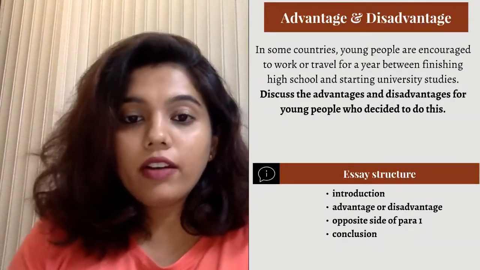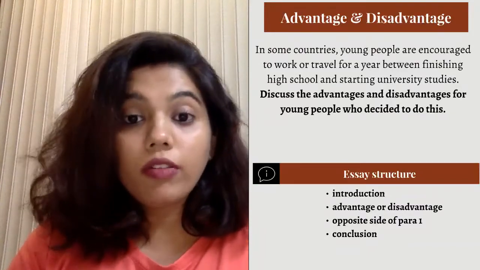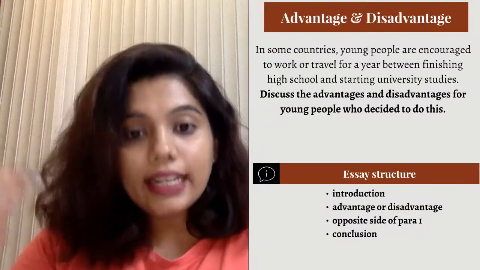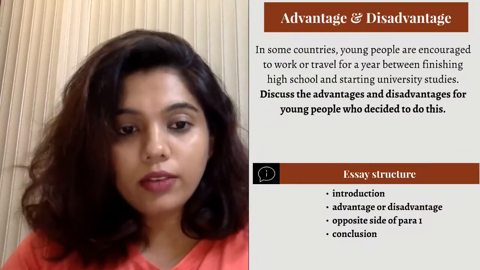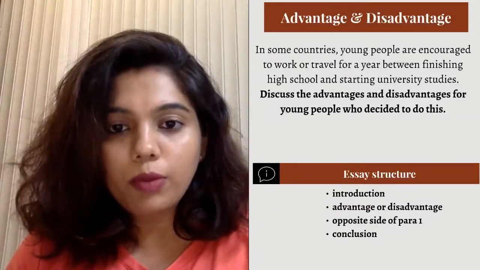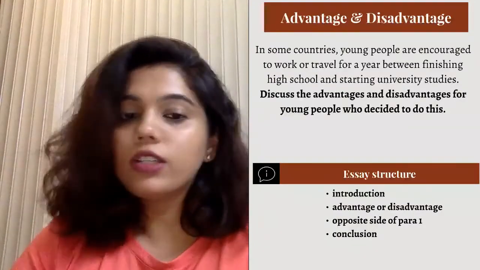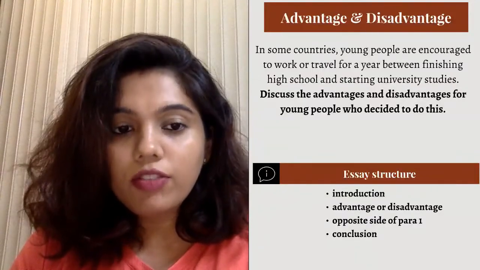Then, the first paragraph, you either write a disadvantage or you write the advantage, whatever you are comfortable. And the next paragraph, if you have started with the advantage, then you mention the disadvantage of this particular problem. And then in the end, you write your conclusion, which is summarizing what you have written above.